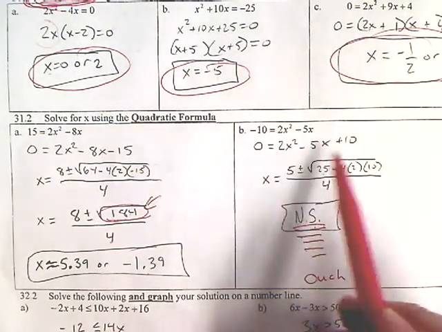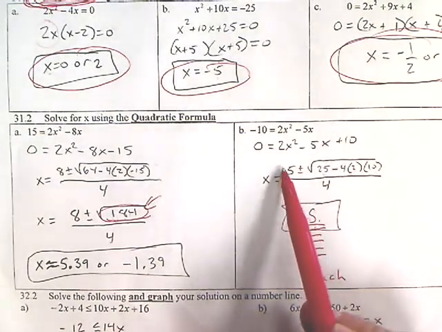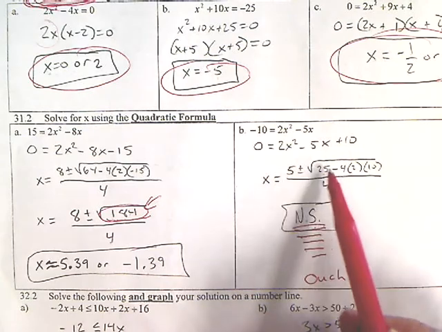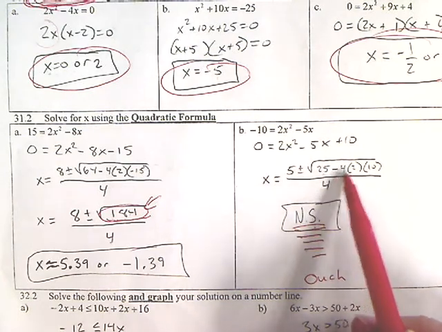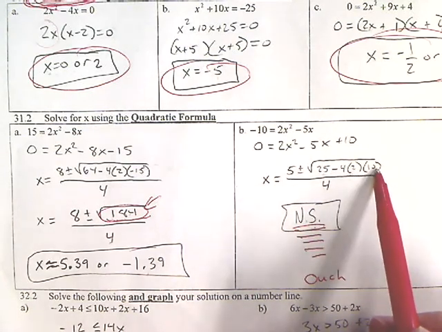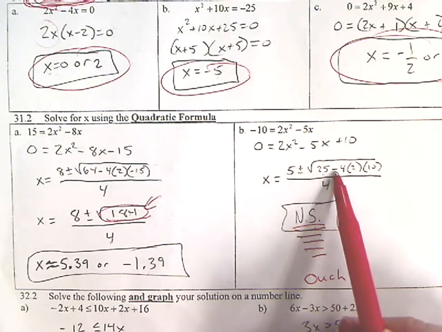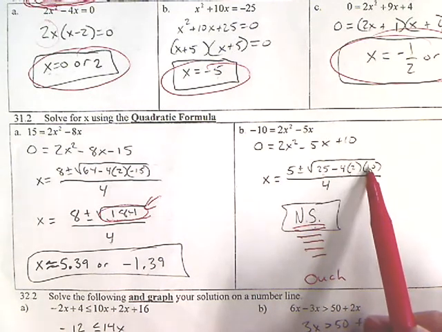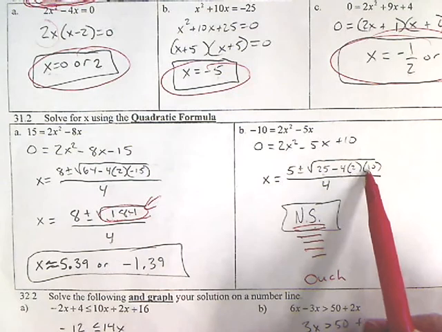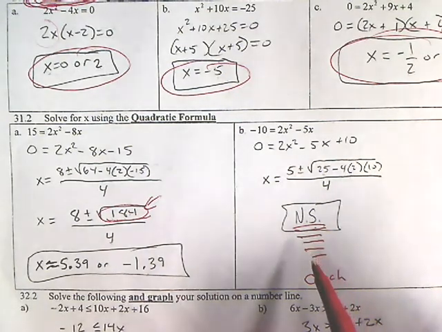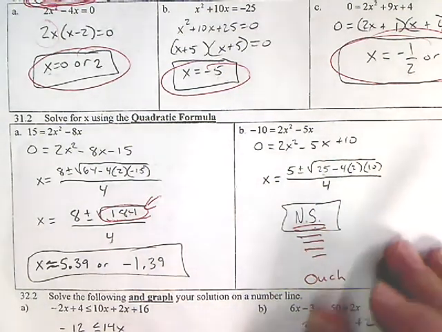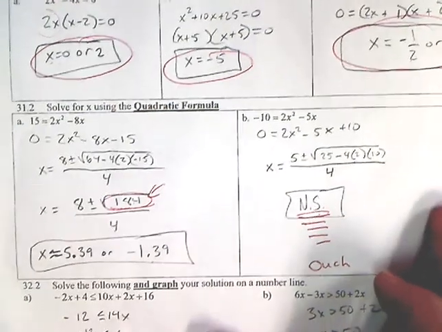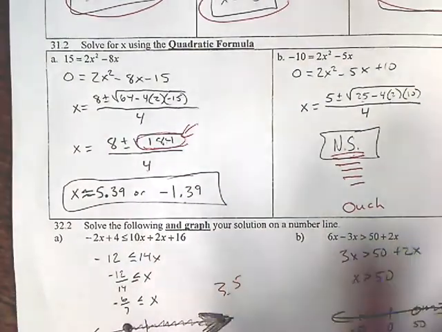Once again, got it equal to 0. There's my b. B squared minus 4ac. I get 25 minus 80, which is going to be a negative number. You can't take the square root of a negative number. Well, until you get to algebra 2, and then we'll talk about that a little more. But that's why we call it no solution.